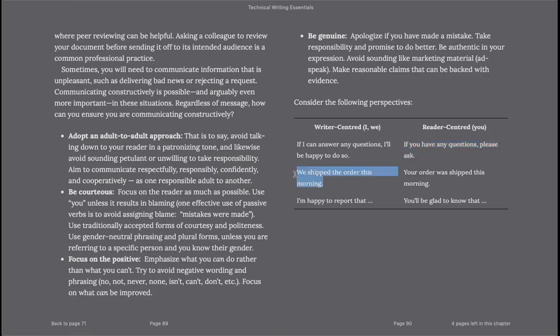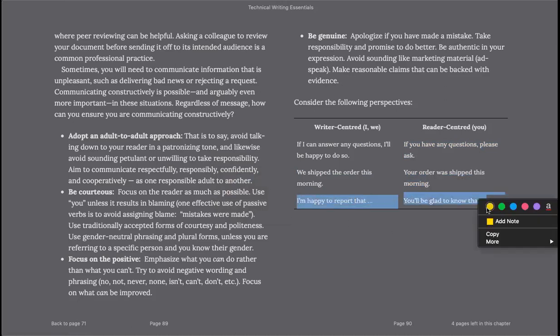If I say, "We shipped the order this morning," it means whatever happened is your mistake. And then, "Your order has been shipped this morning." It means I care about you. Does that make any difference? Yes. Good. And then if I say, "I'd be happy to report that," or "You'll be glad to know that."